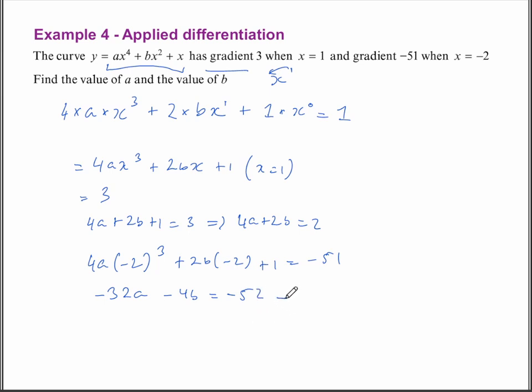So we have two equations here. We can solve them simultaneously. And after solving, we get that the value of a is going to be 2 and the value of b is going to be negative 3.